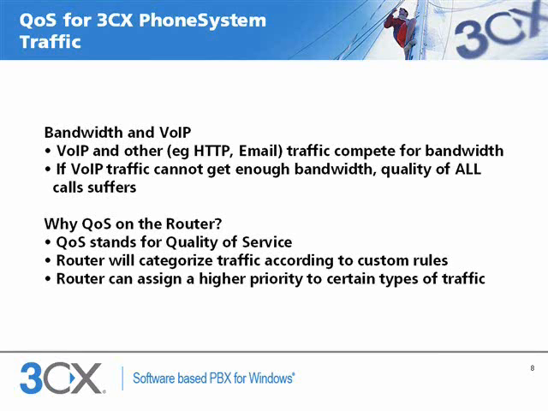QoS, which stands for Quality of Service, can be implemented on the router. You can categorize the different types of traffic according to custom rules and then assign a higher priority to VoIP traffic categories.